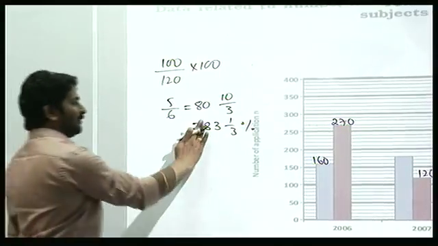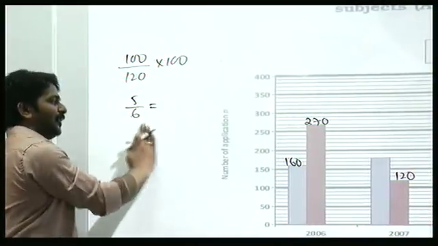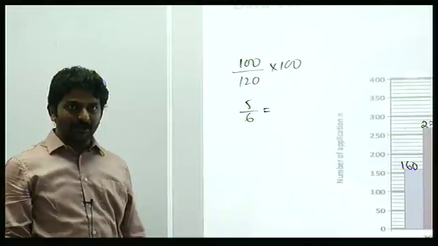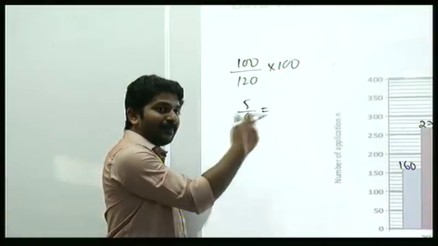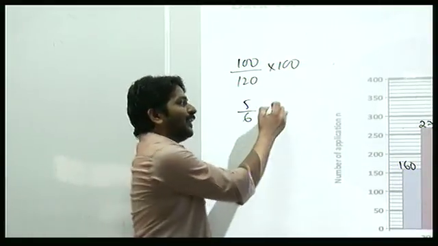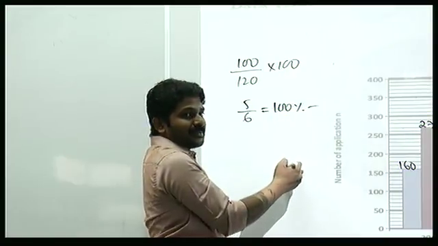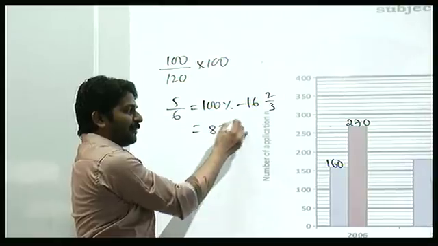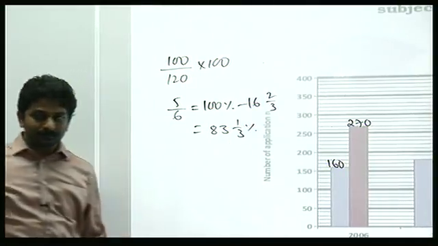Or else simply, you know 1 by 6. How much is 1 by 6? 16 2 by 3. To get 5 by 6, it is 1 minus 1 by 6. 1 in the sense 100%, minus 1 by 6 in the sense 16 2 by 3%. Difference 83 1 by 3%. Next.